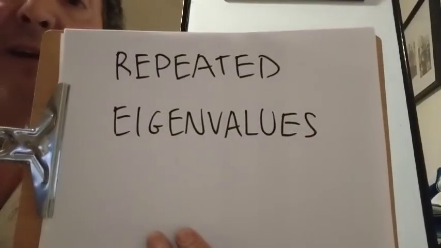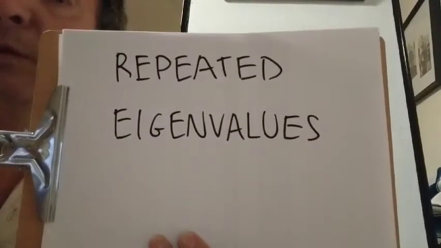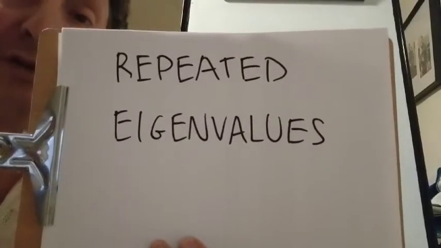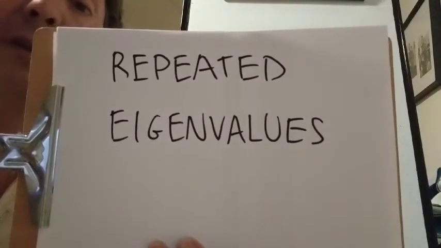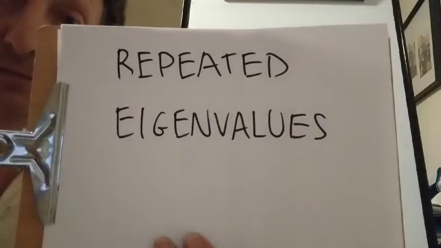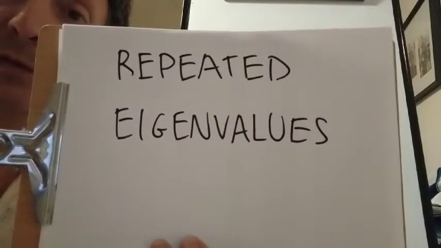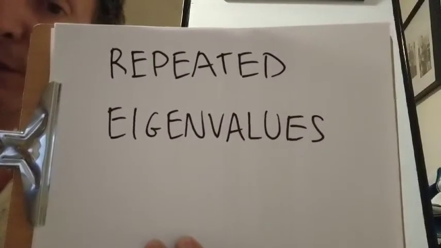Recall that to find the eigenvalues of a matrix, we solve a polynomial equation. And polynomial equations can have repeated roots, solutions that come up more than once. Let's see what happens to the eigenvectors in those cases.